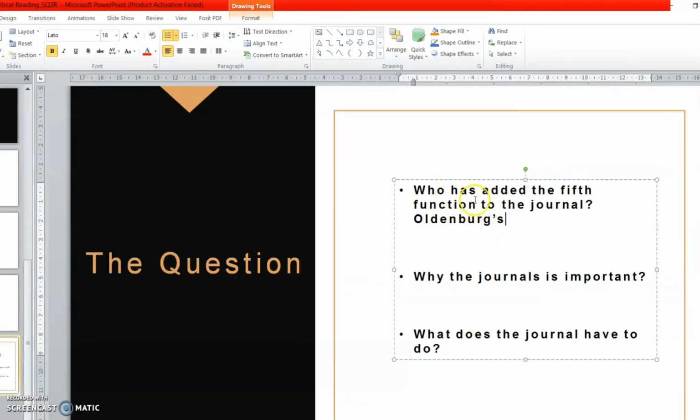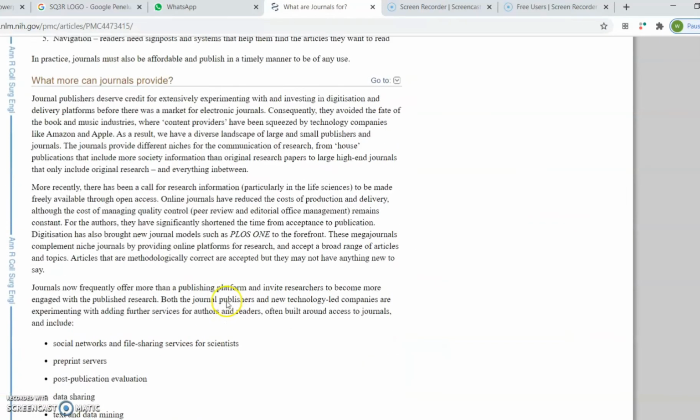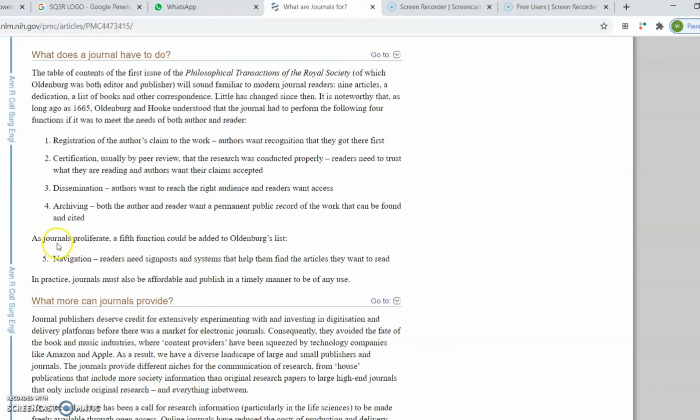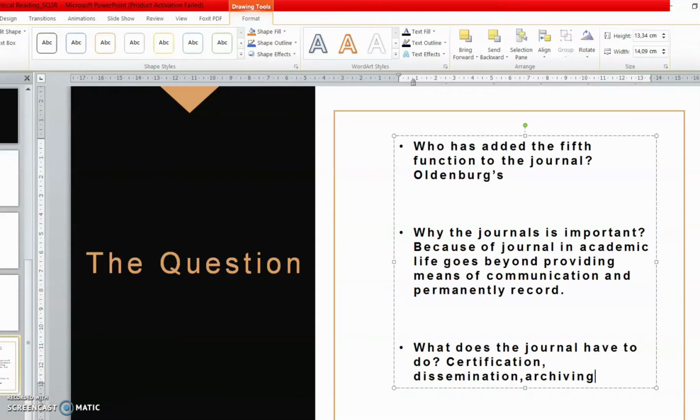answers to my questions. Who has added the fifth function to the journal? The answer is Oldenburg. Why Oldenburg? Because here, as journals proliferate, a fifth function could be added to Oldenburg's list. The second question is why the journal is important. The answer is because the journal in academic life goes beyond providing a means of communication and a permanent record.